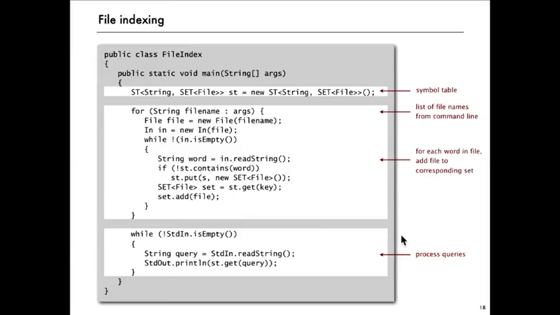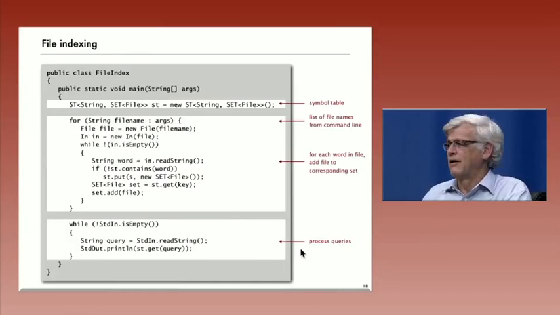As long as standard in is not empty, we take a query and then simply print out the set of strings associated with that word, which is a list of file names. Again, using our symbol table API, very easy to set up an indexing client that's useful in lots of applications like this one.